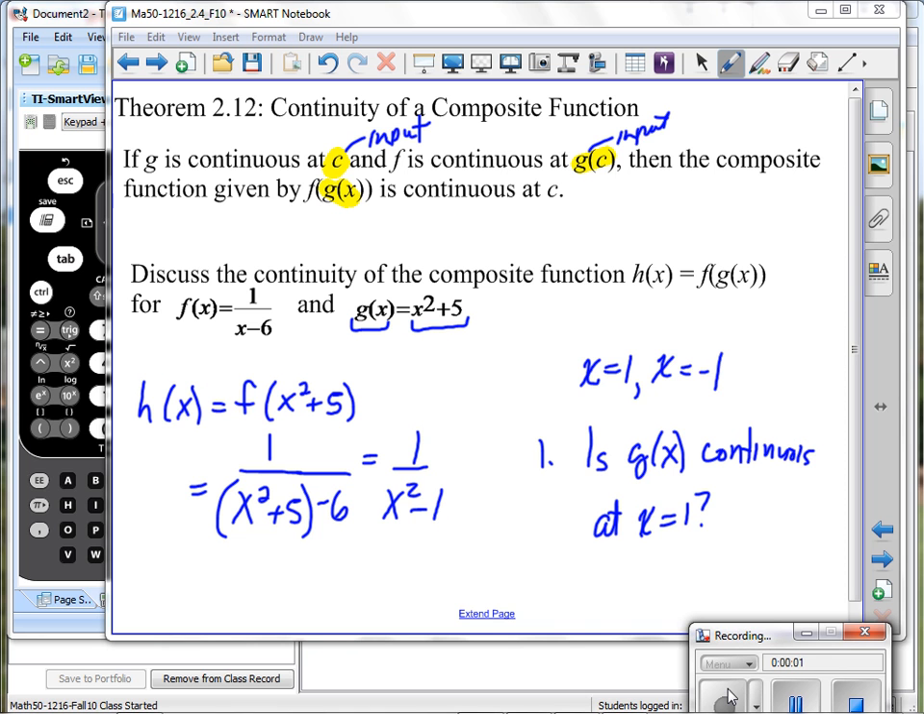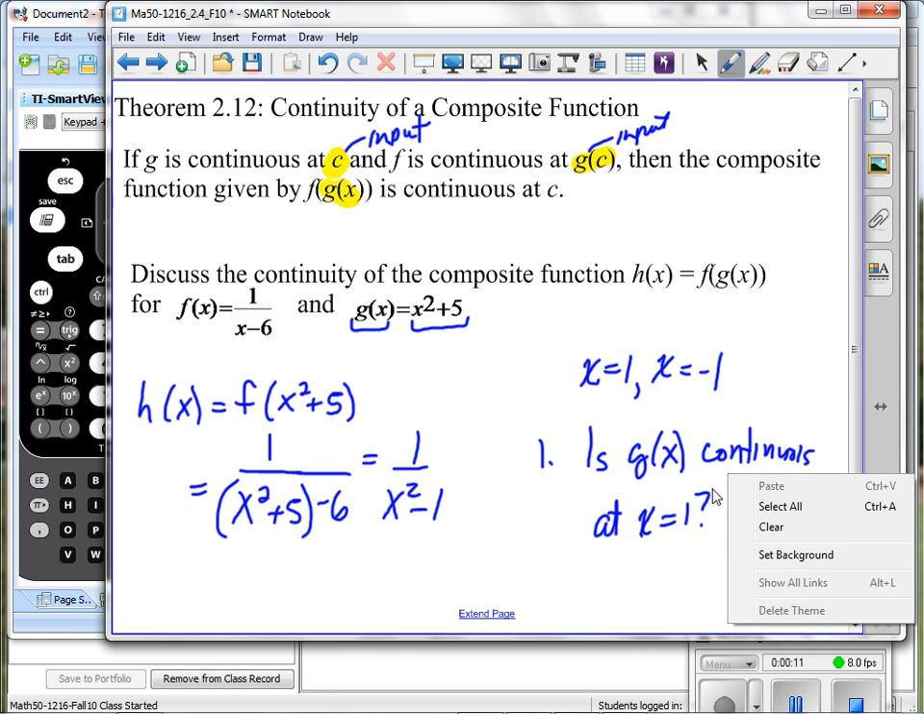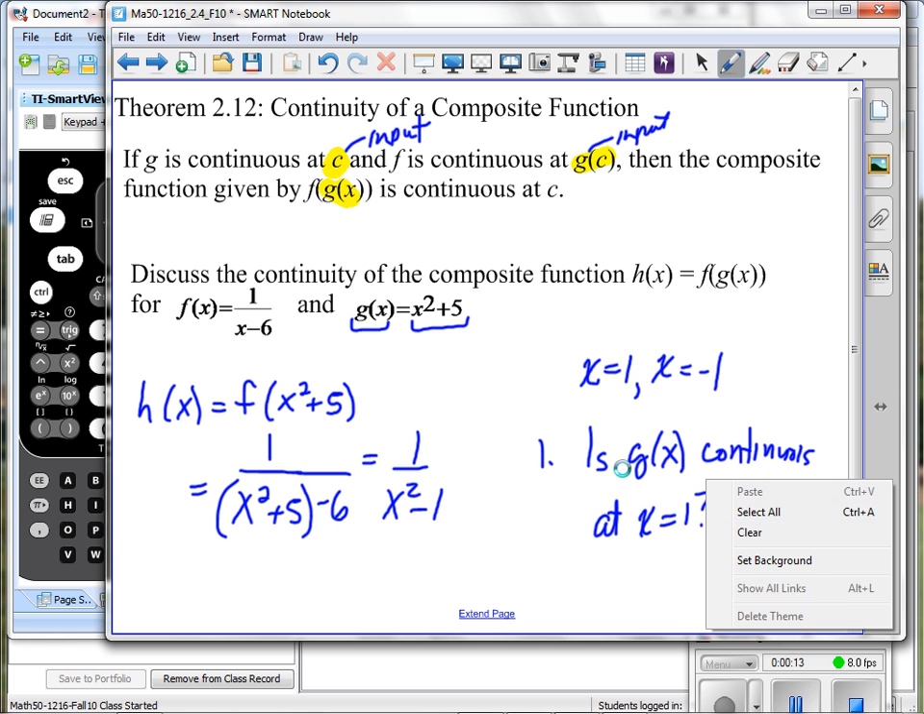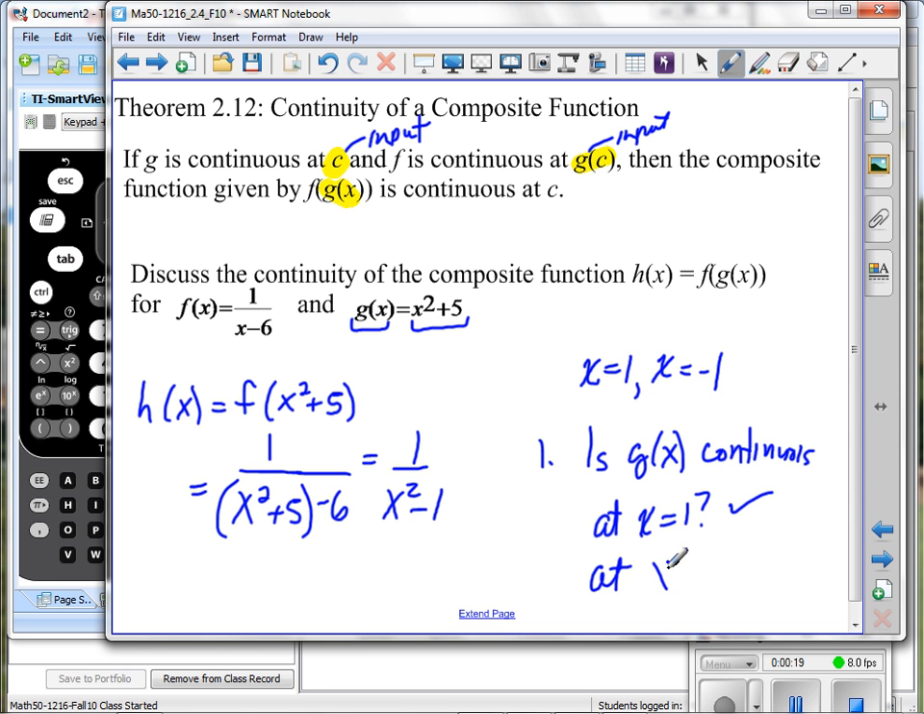Is g of x continuous at x equals 1? Yes or no? Yes. Okay, I can put 1 into here, right? Get a nice little answer out of that. So I can say, whoops, we don't want that. There we go. Okay. Is g of x continuous at x equaling negative 1? Yes or no?